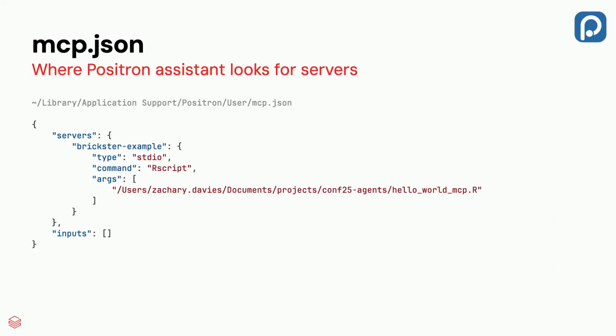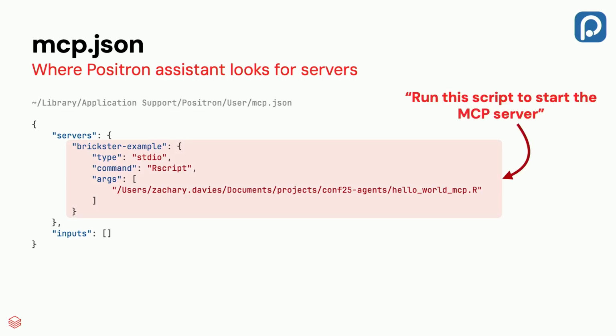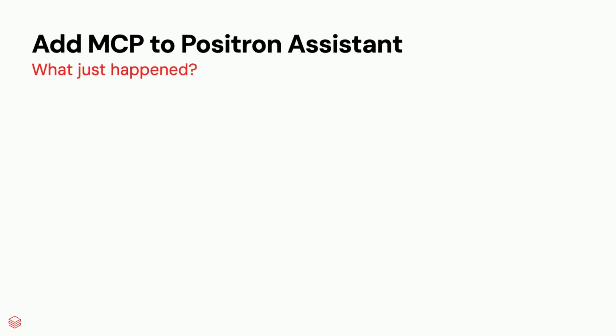So that JSON, we're not going to spend a whole bunch of time on this, but this is essentially to say, hey, Positron, look over here. This is the configuration that you need. This is a fairly standardized format. And this is just saying, hey, run the script to start the server.